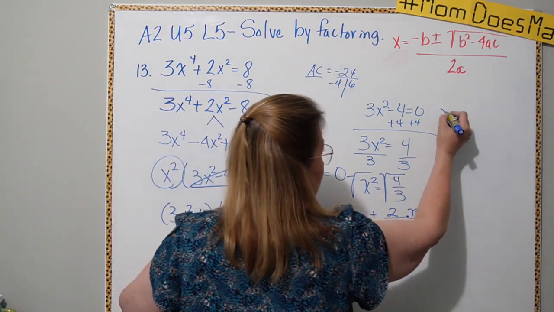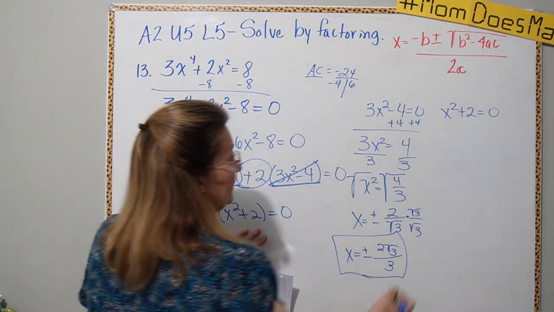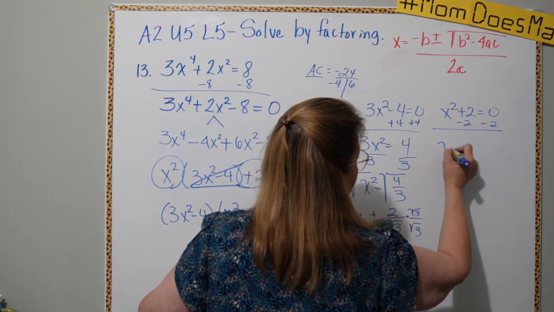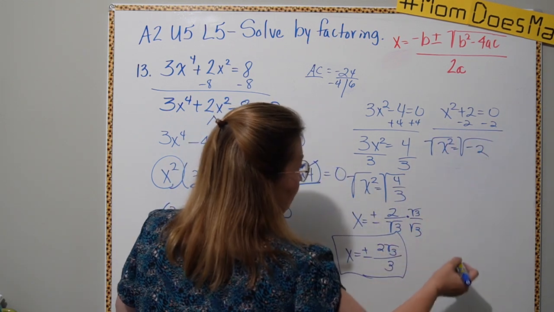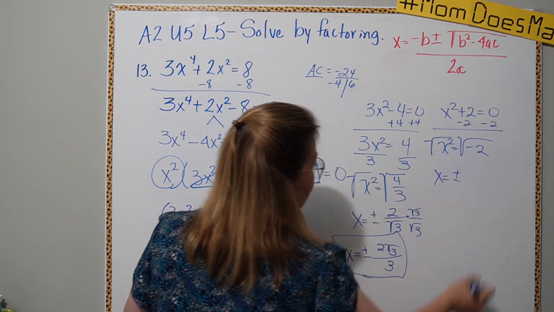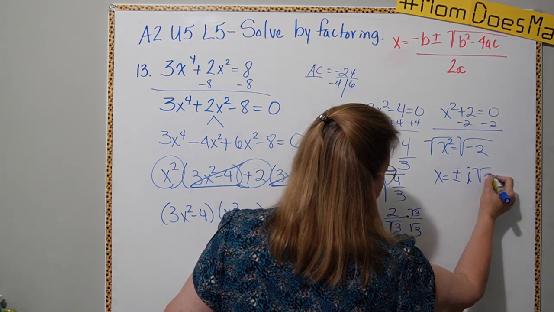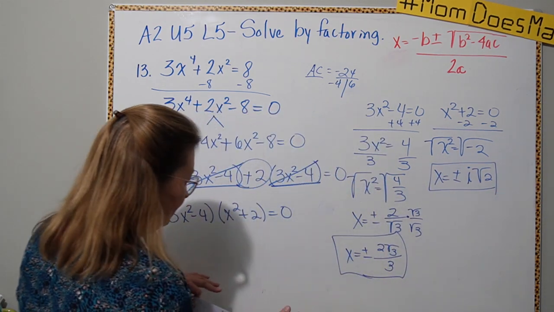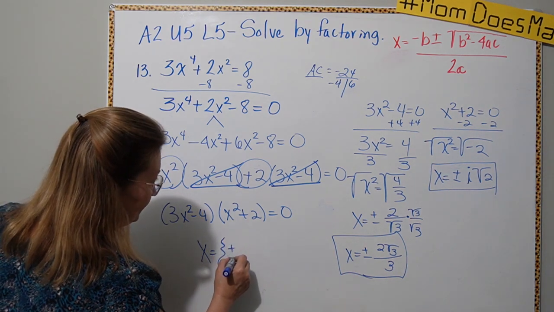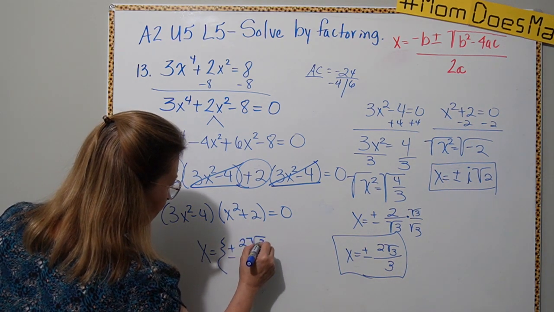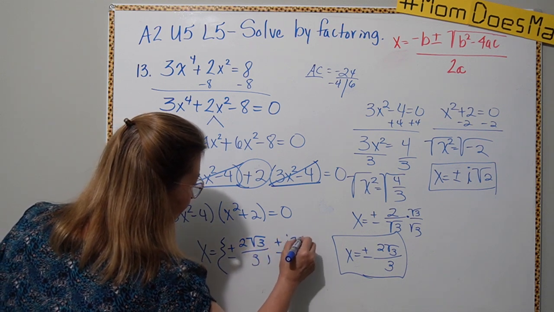Now I'm going to take x squared plus 2, set it equal to 0, and solve that. So I'm going to subtract 2 from each side. x squared is equal to negative 2. I'm going to take the square root of each side. So now I have x equals, all right, plus or minus. What do you do when you have a negative under the radical? Pull the i out, square root of 2. All right, so our final answer on this one is going to be x equals plus or minus 2 square root of 3 over 3 and plus or minus i square root of 2.